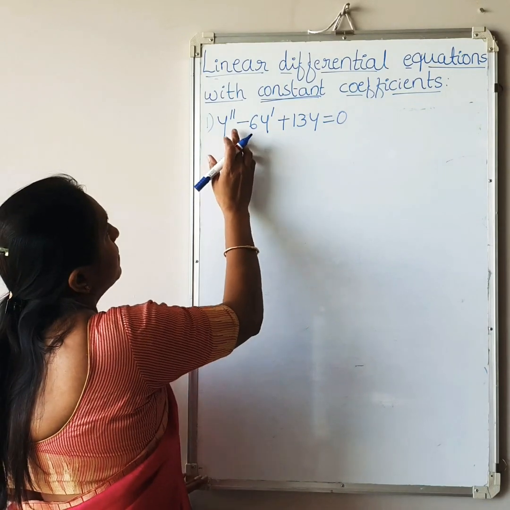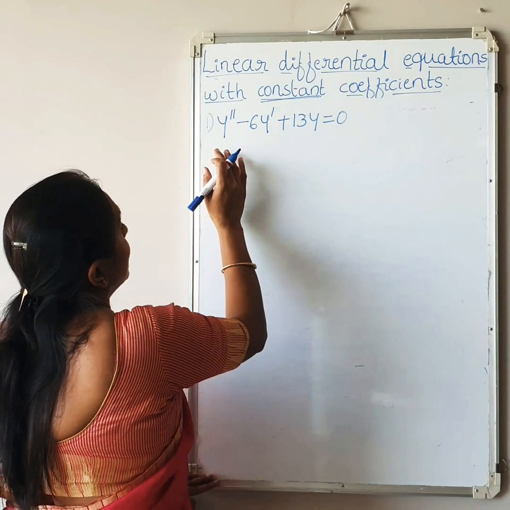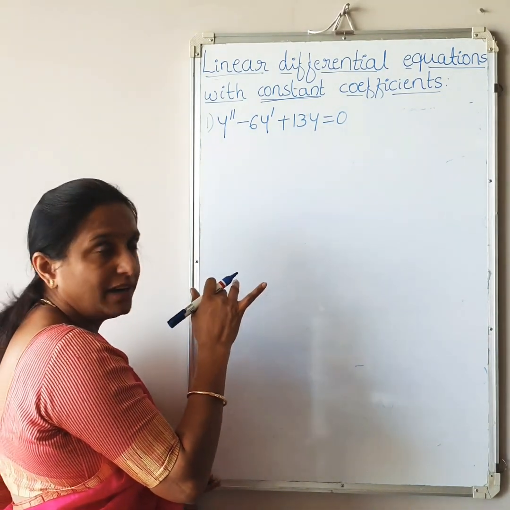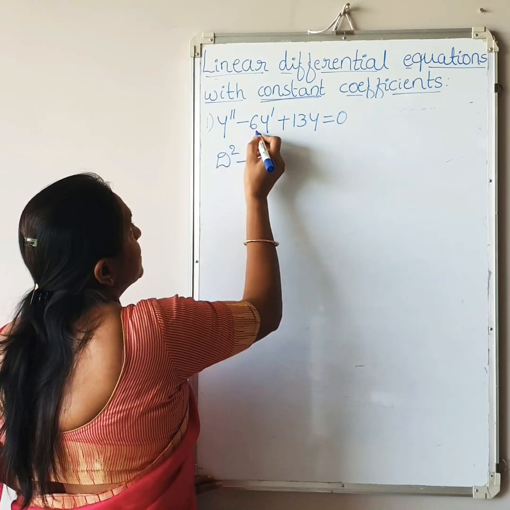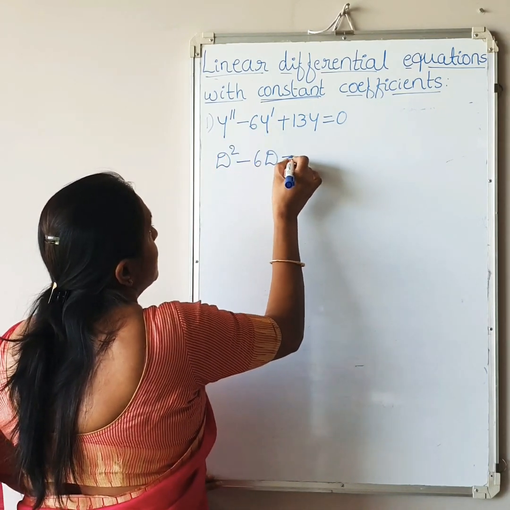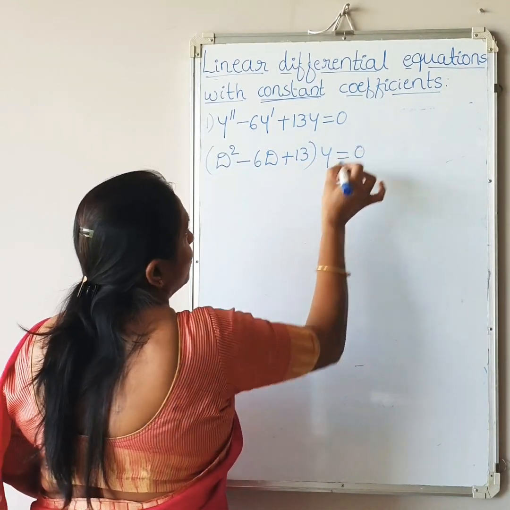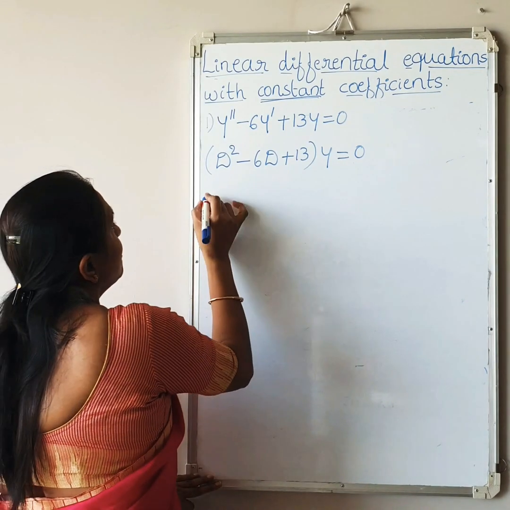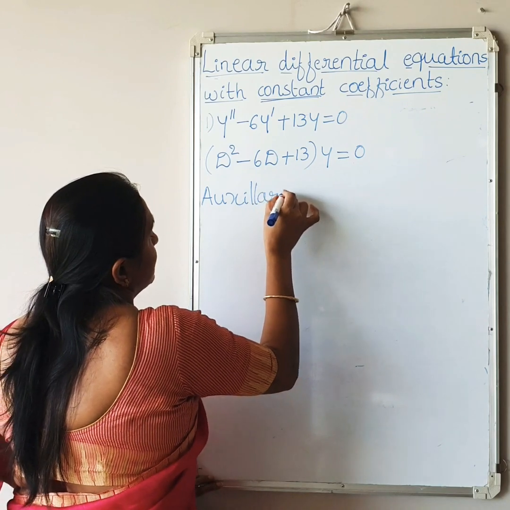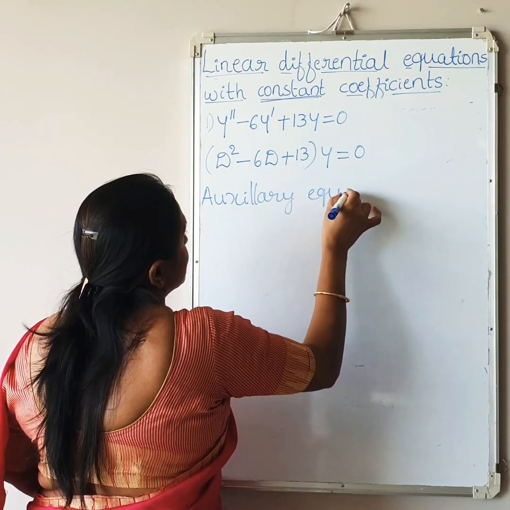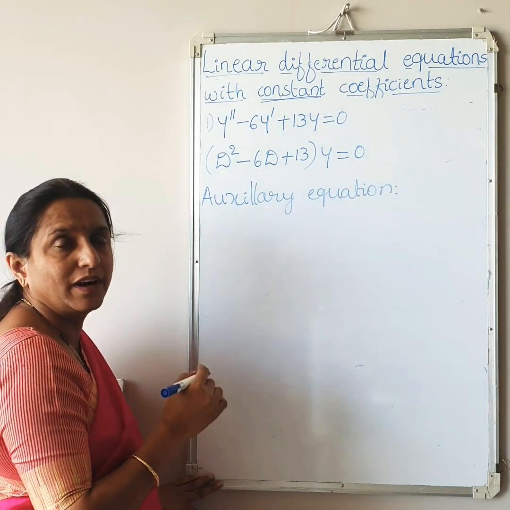So this is y double dash minus 6y dash plus 13y is equal to 0. First write it down using the differential operator, that is capital D. Y double dash means D square, minus 6y dash means 6D, plus 13y is equal to 0. It is homogeneous, so only the complementary function. Then we have to write the auxiliary equation. What is the auxiliary equation? Just we consider the coefficient of y and factorize it to find the roots.